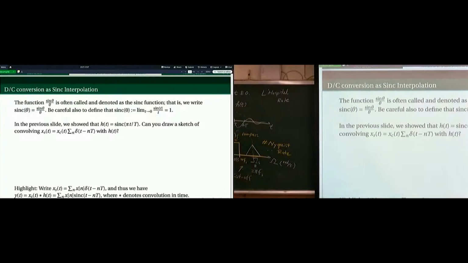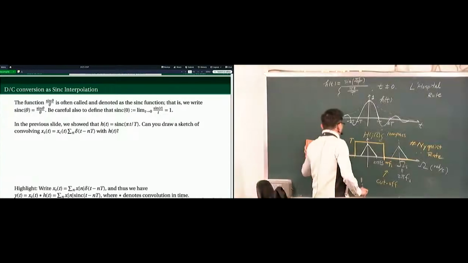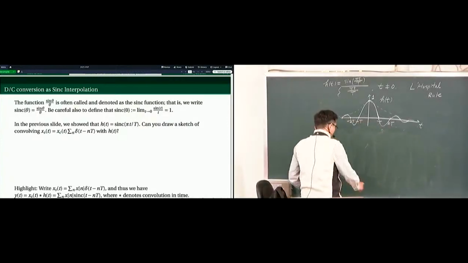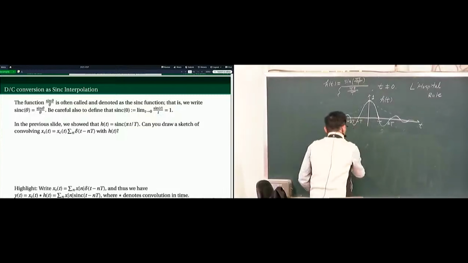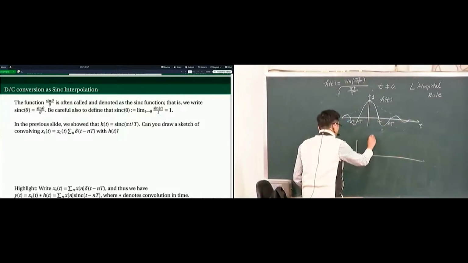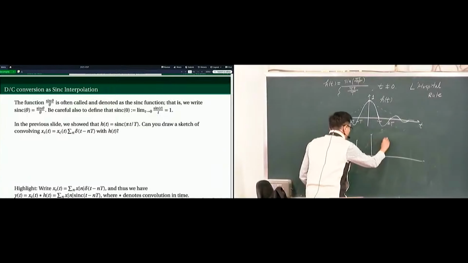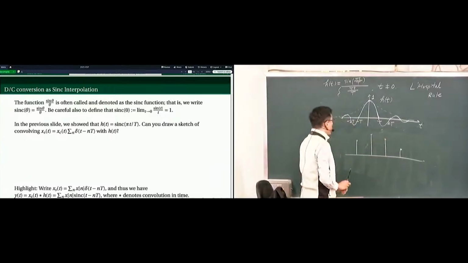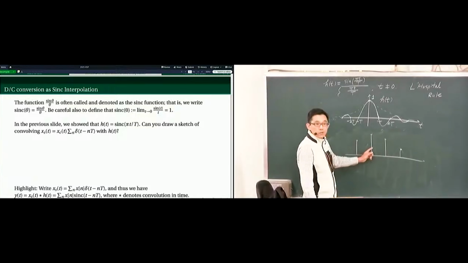Interpolation is when we measure something in discrete time, and then you try to figure out what happened in between. That's interpolation.